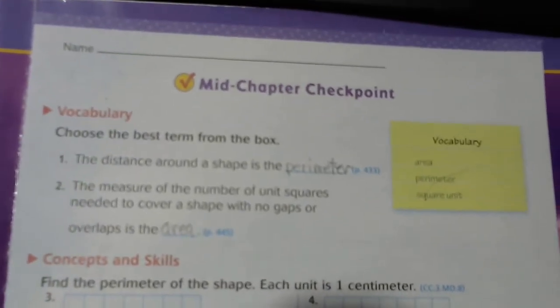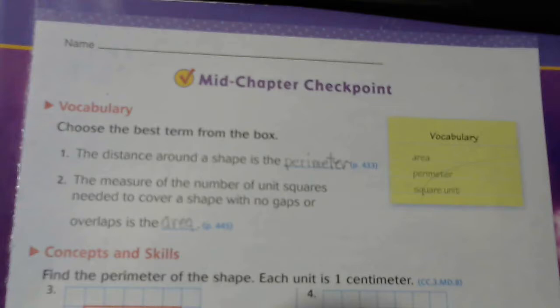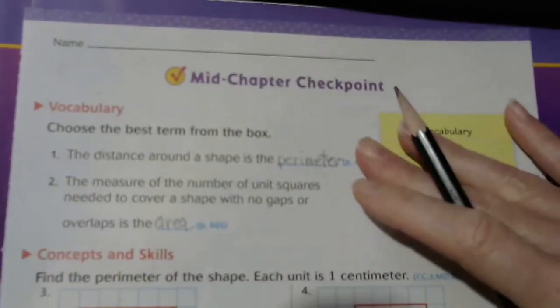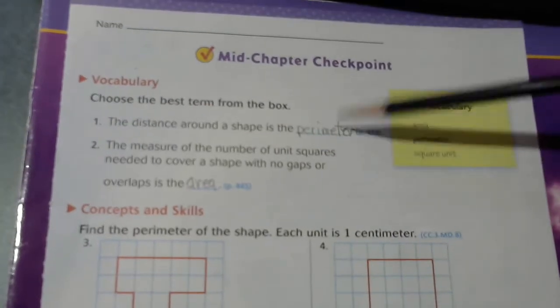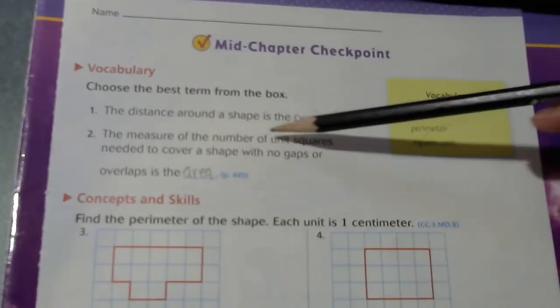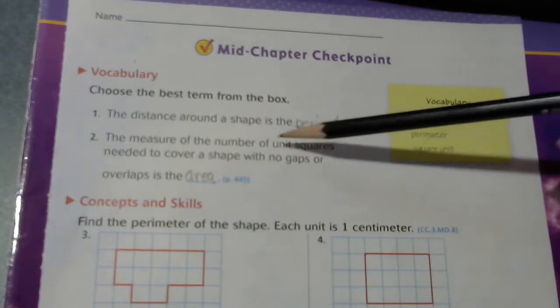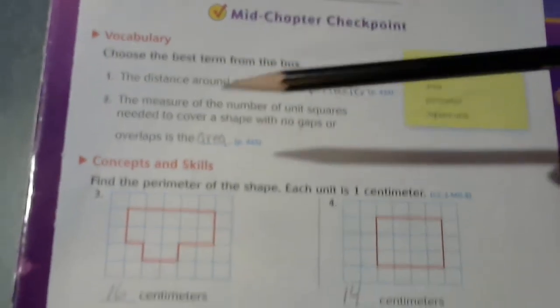Good morning, third grade. I wanted to go over your mid-chapter checkpoint before I go on with the next lesson. We went over the first two. The distance around a shape is a perimeter, and the measure of the number of unit squares needed to cover the shape with no gaps or overlaps is area.